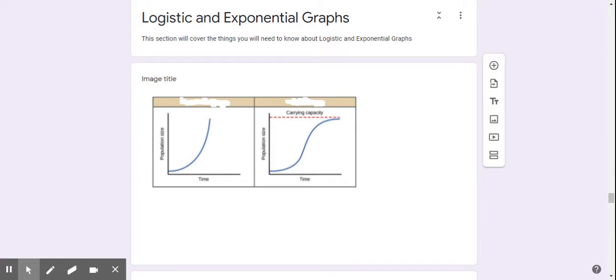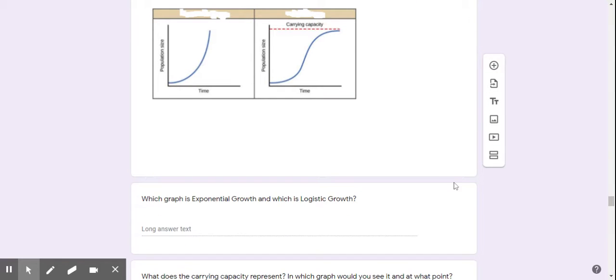Hey guys, so this section is going to be talking all about logistic and exponential graphs, and those are really important because that's how we end up tracking populations of organisms. So, on the first question that we have, which graph is exponential growth and which one is logistic growth?